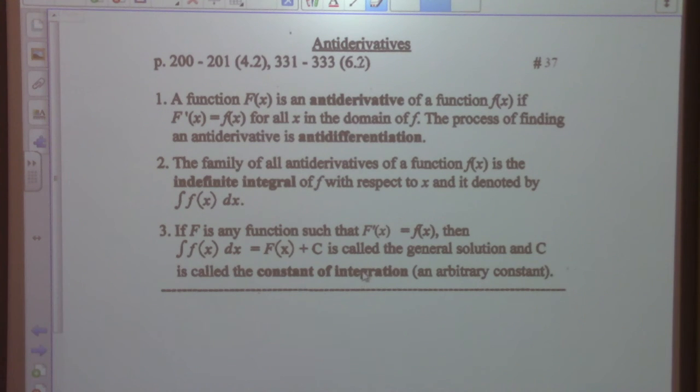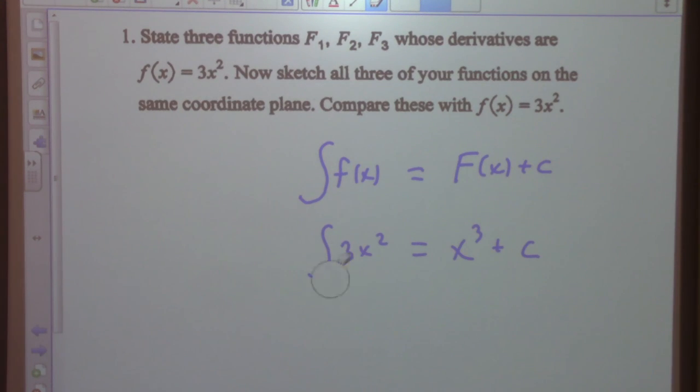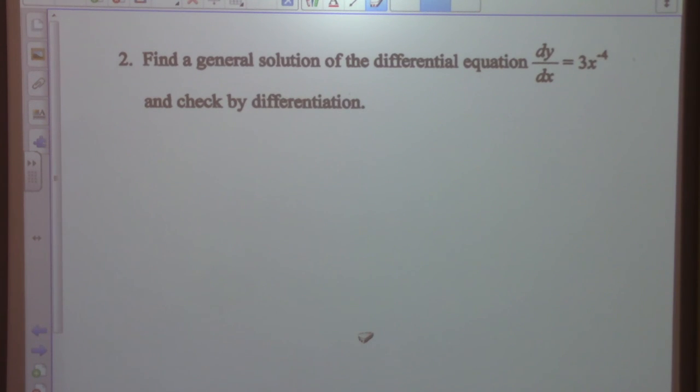So, we come back here and let me go to the next one. Okay, and here we have an example. Find the general solution of the differential equation dy/dx equals 3x to the negative fourth power. So I want you to try a general solution of that, see if you can figure that out.